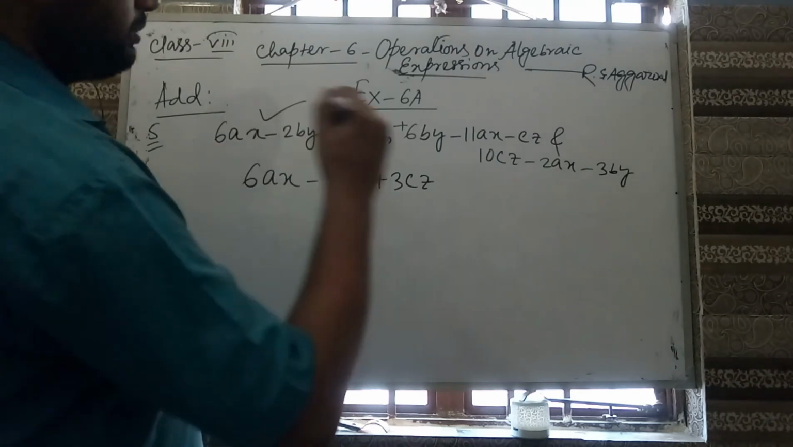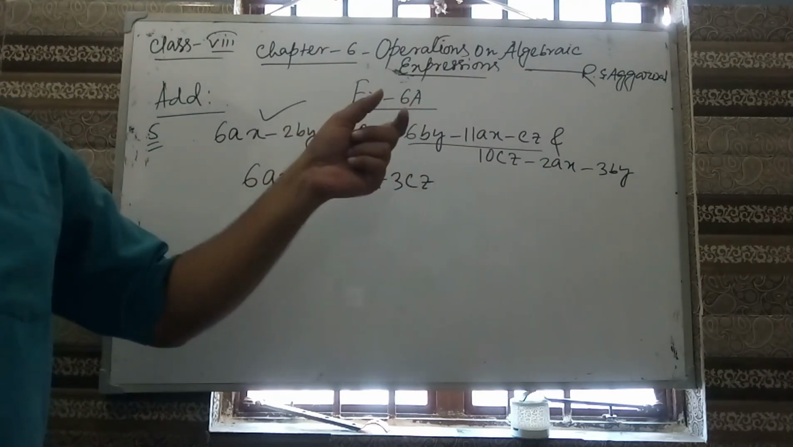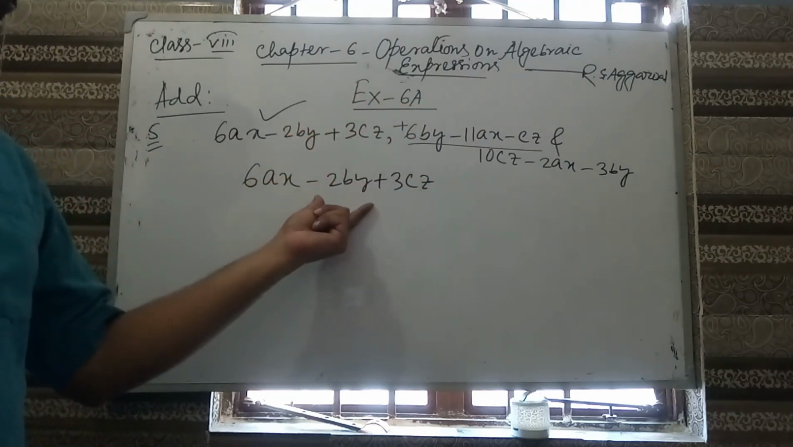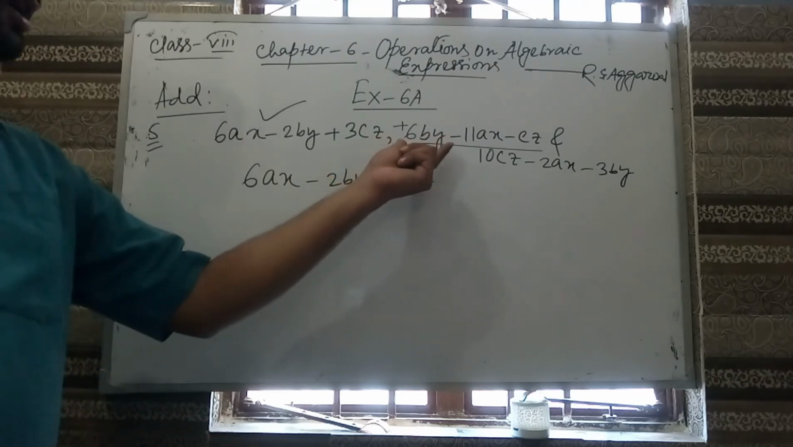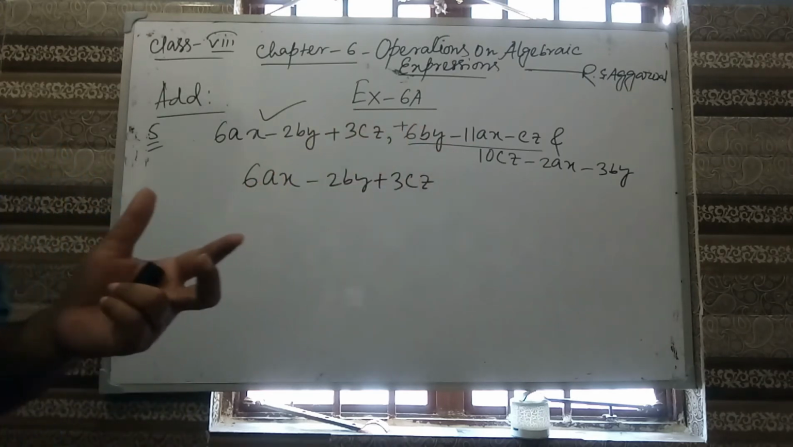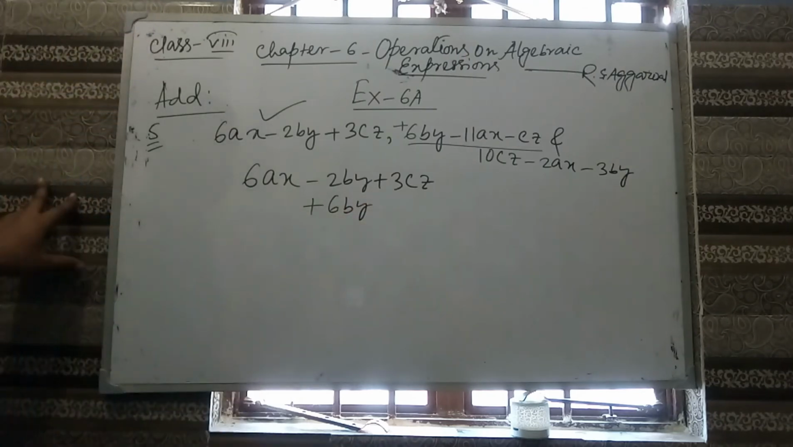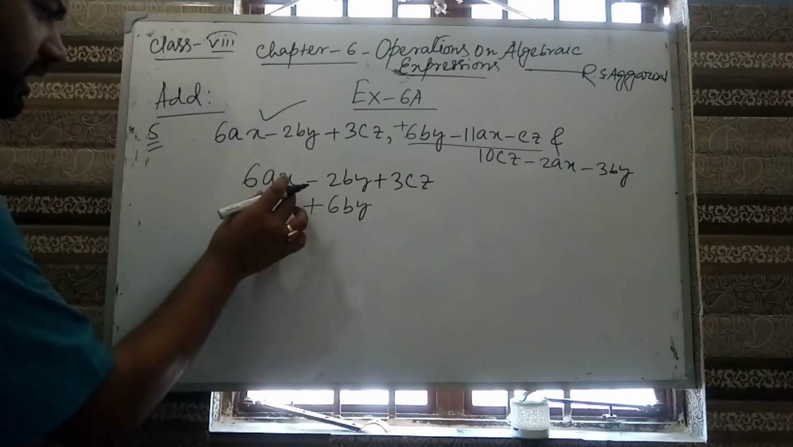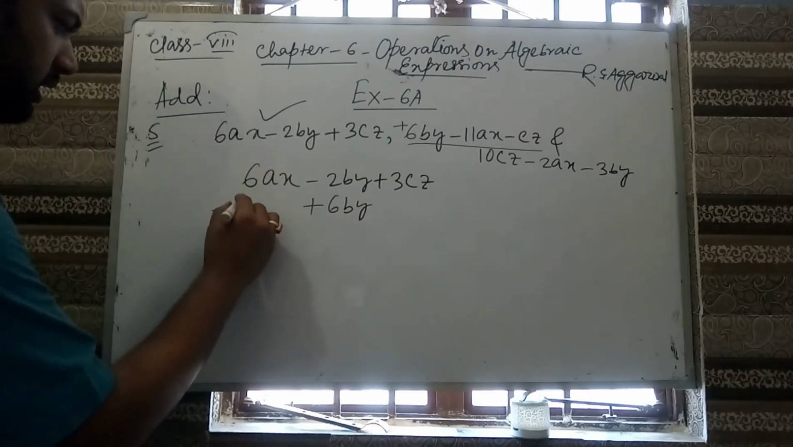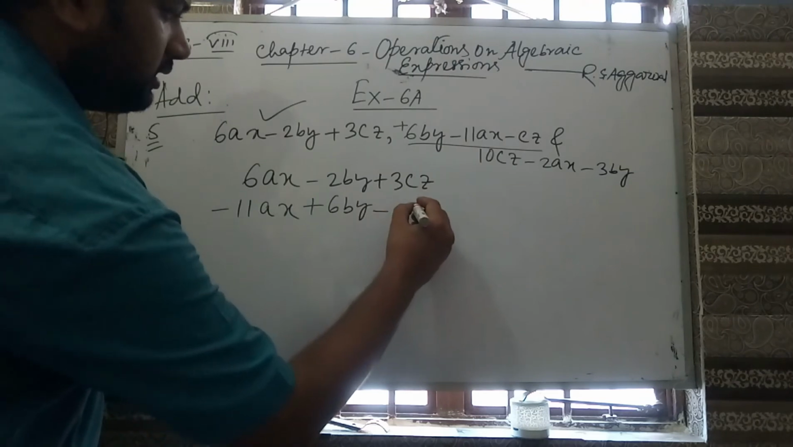Now look at the second expression. It is plus 6BY. Here the term BY is in the middle, but here it is at the beginning. So no issue if we write it here, plus 6BY. Next one is minus 11AX. AX is at the beginning, so write it here, minus 11AX. Next one is minus CZ.